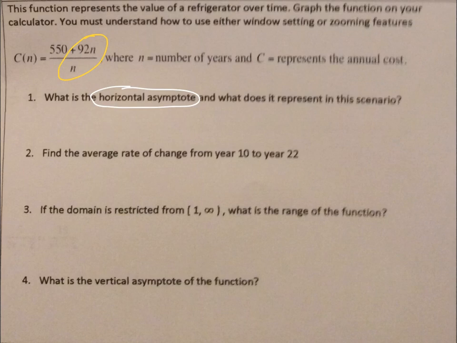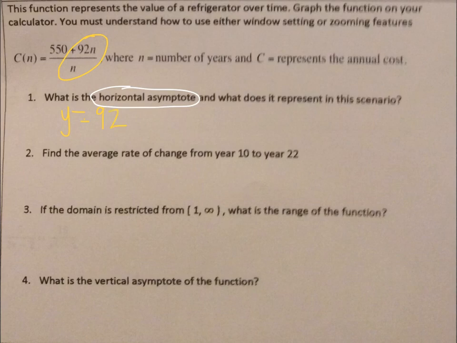Do y'all see what I'm circling in yellow at the top? Because they have the same degree, you use the ratio of the leading coefficients. So it's going to be 92 over 1. So the horizontal asymptote is y equals 92.